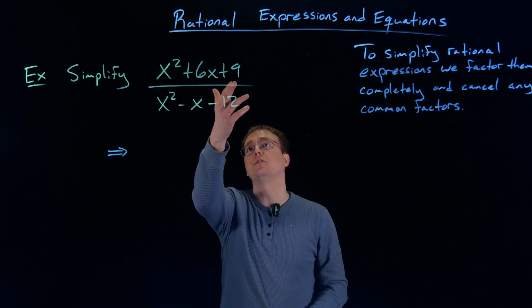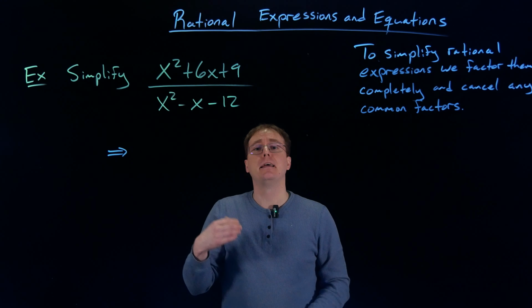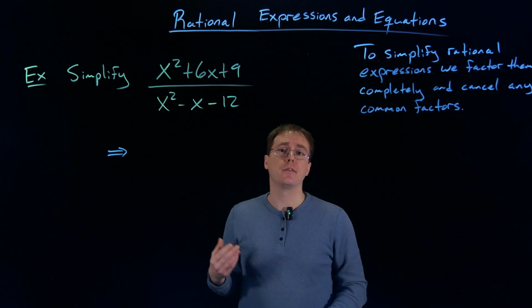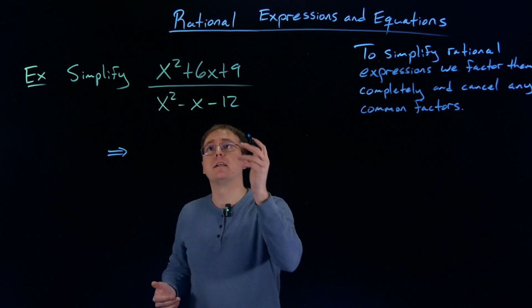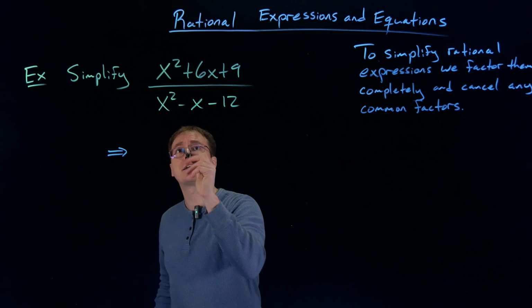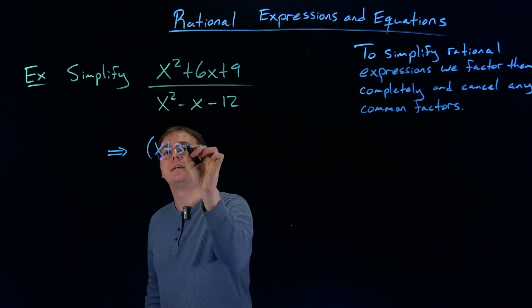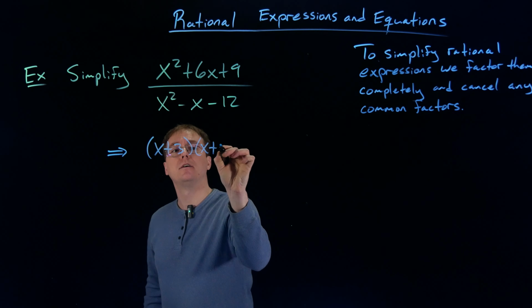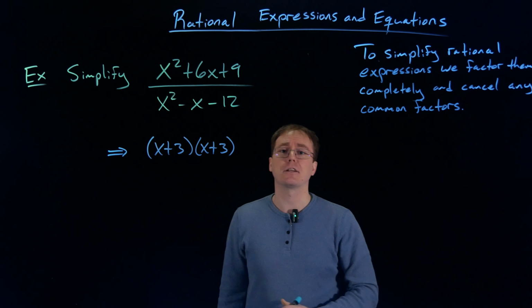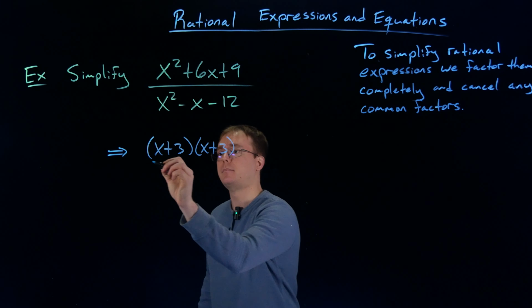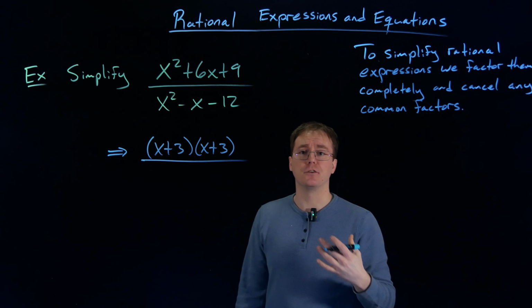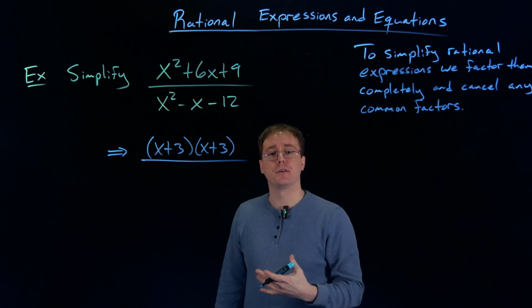So we have to think of what two numbers multiply together to give us 9 and add together to give us 6. And those numbers are 3 and 3. And so that helps us remember that we can factor x squared plus 6x plus 9 as x plus 3 times x plus 3. Or if we wanted to, we could write that as x plus 3 squared. And so now that we have factored the numerator, let's go ahead and focus on the denominator.